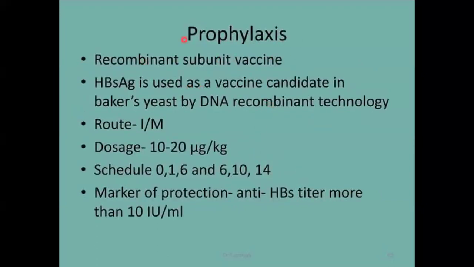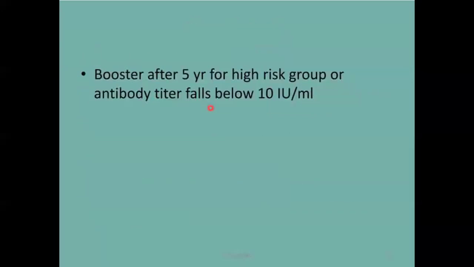Prophylaxis, recombinant subunit vaccine. So here is where you inject the patient with the hepatitis B surface antigen. Then you start producing the antibodies, okay? So this one is mostly given to healthcare workers, people who are exposed to hepatitis B. So even you, when you get to fourth year, you're going to be exposed to patients who have these diseases. So you'll have to be given this vaccine. And then boosters are given after 5 years for high-risk group or when antibody titer falls below 10 international units per ml.